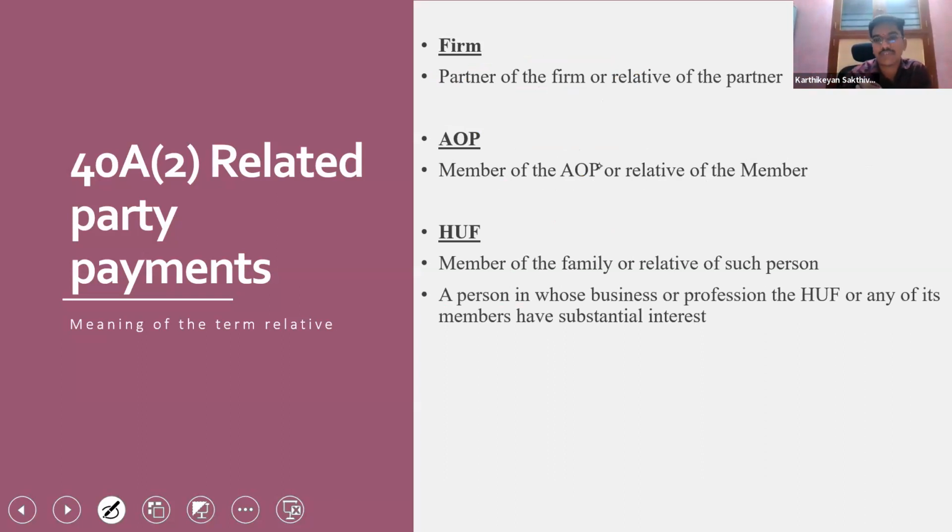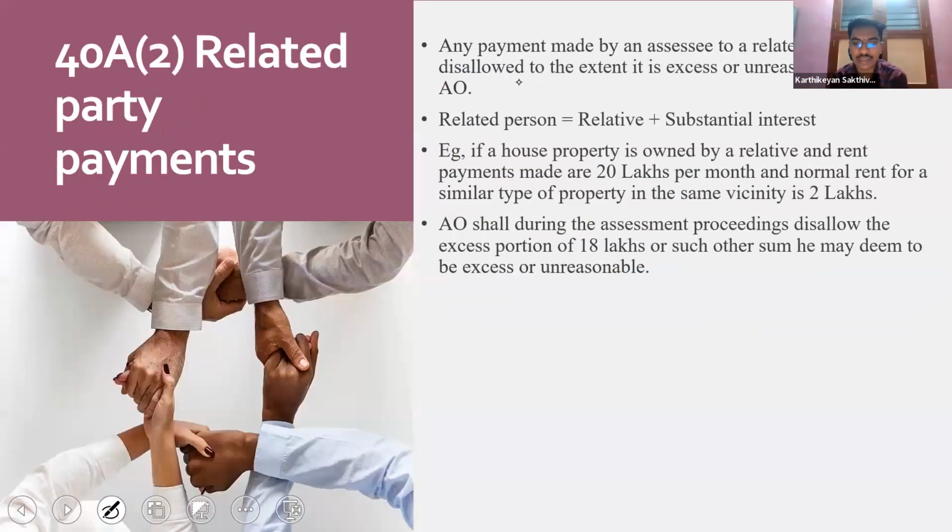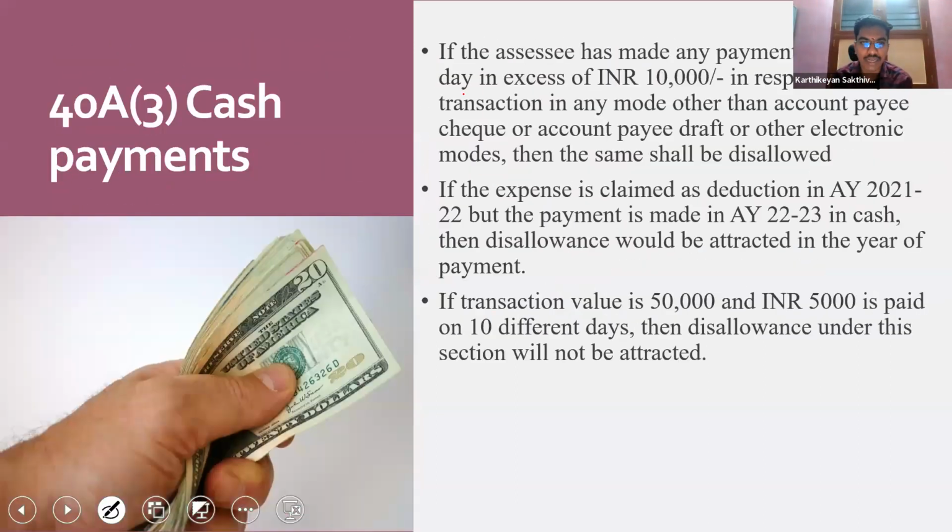In case of a firm, partners of the firm are related parties. In case of an AOP, members of the AOP are related parties. In case of an HUF, members of the HUF, and a person in whose business or profession the HUF or any of its members have substantial interest. So assume, for example, if HUF holds 60% share in any company, that person and this HUF are related parties, right? So in case of related party payments, only the portion of payment which is excessive or unreasonable, in the opinion of the assessing officer, can be disallowed. That is in relation to section 40A clause 2.